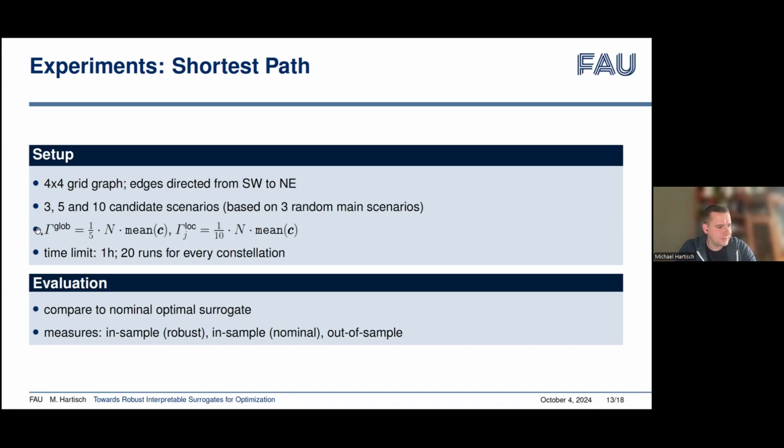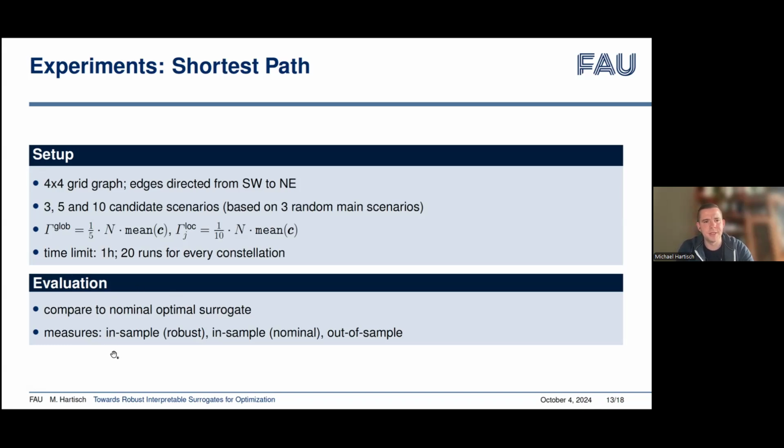For the budgets, again, it might be somewhat arbitrary how we selected it, but the idea was, in every scenario we can change the edge cost on average by 1/5, and for the local budget, every scenario can be changed by 1/10. Okay. So we set the time limit to 1 hour and had 20 runs for each constellation, and then we obtained those surrogates, and we now compare them back to the nominal optimal surrogate we can find using our old framework, and we compare them using some measures.